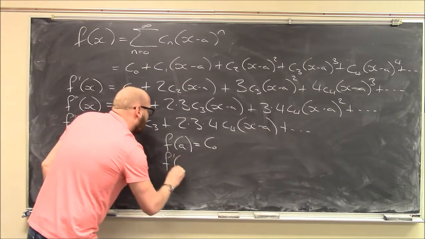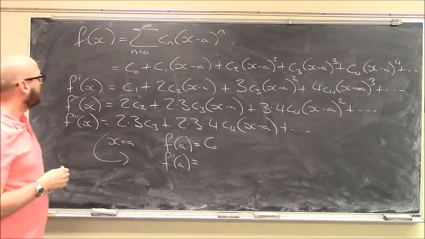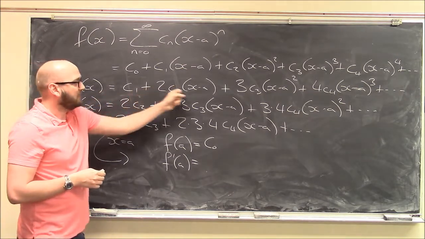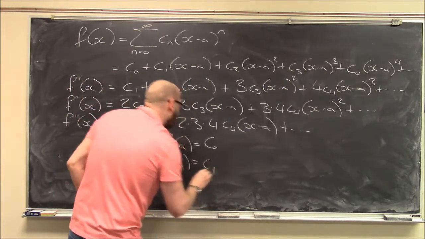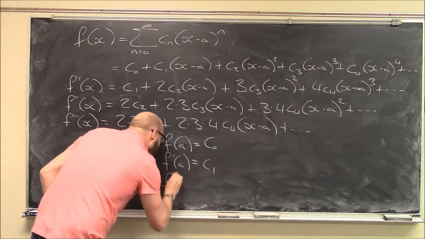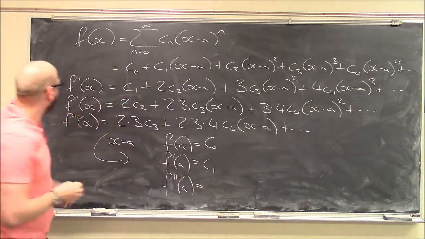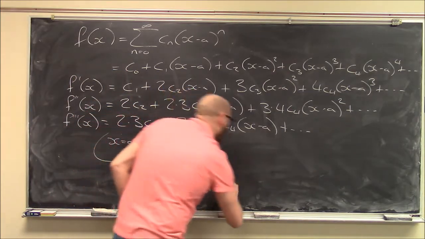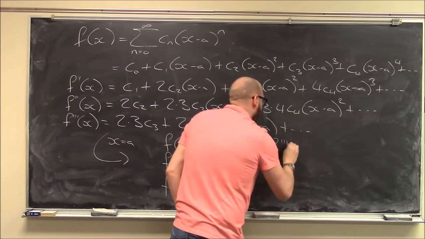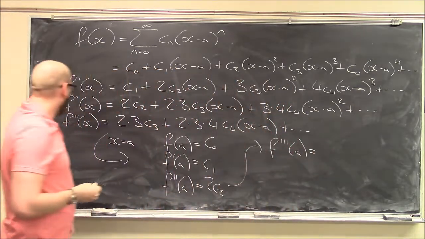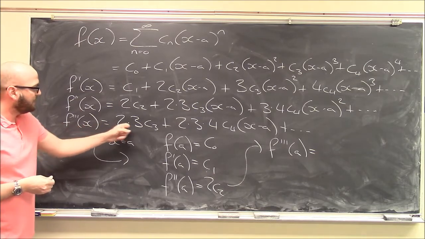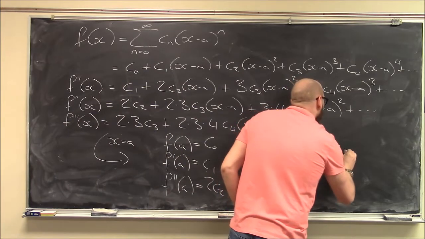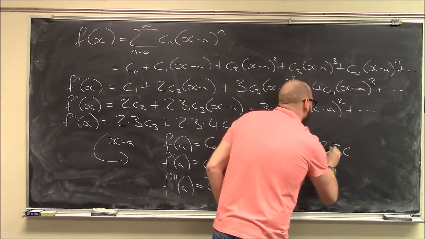What about f prime of a? Plug in a into this, f prime of a would equal c1 plus 0 plus 0 plus 0, so this is just c1. f double prime of a, plug in a into this, 2c2 plus 0 plus 0 plus 0, so 2c2. f triple prime of a, what do I have here? I've got 2 times 3 times c3 plus 0 plus 0 plus 0.